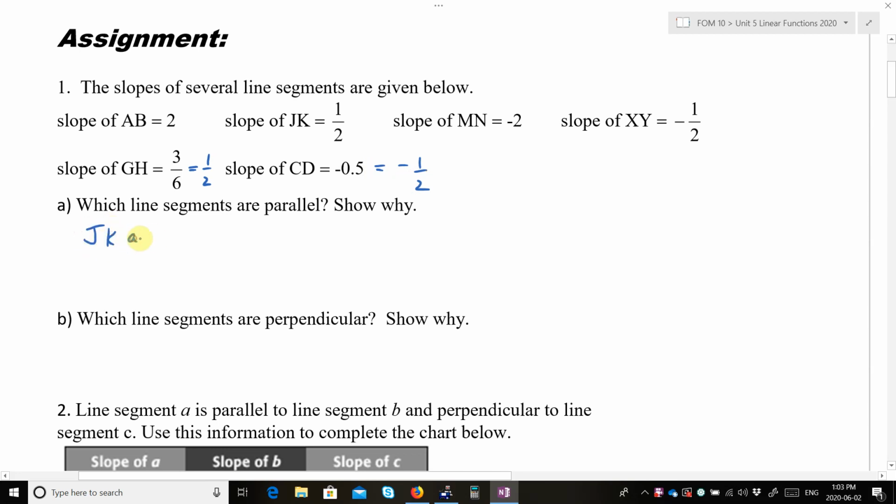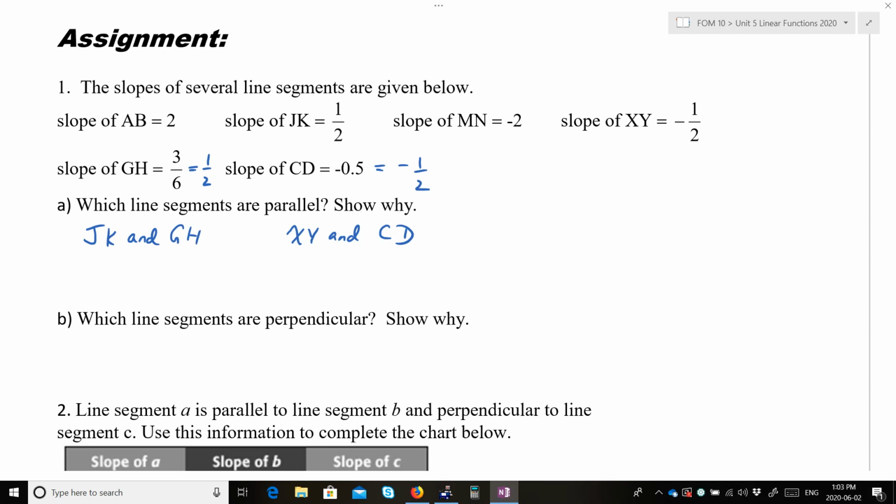Certainly JK and GH, because they both have slopes of 1 half. XY and CD are parallel, because they both have slopes of negative 1 half. And that's it. You can see that in the answer key as well.